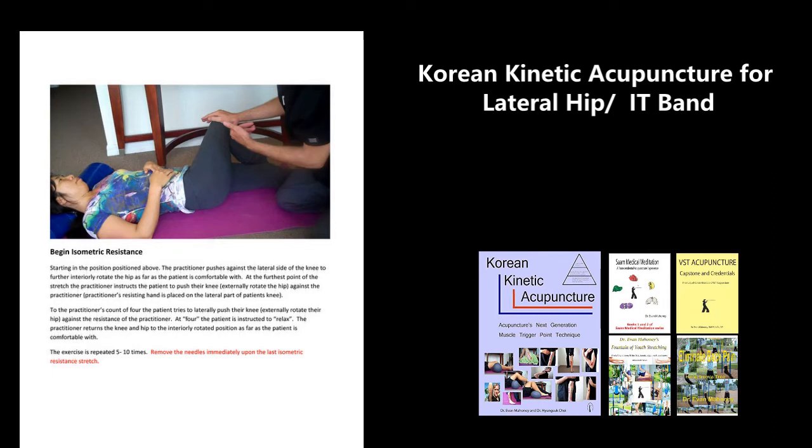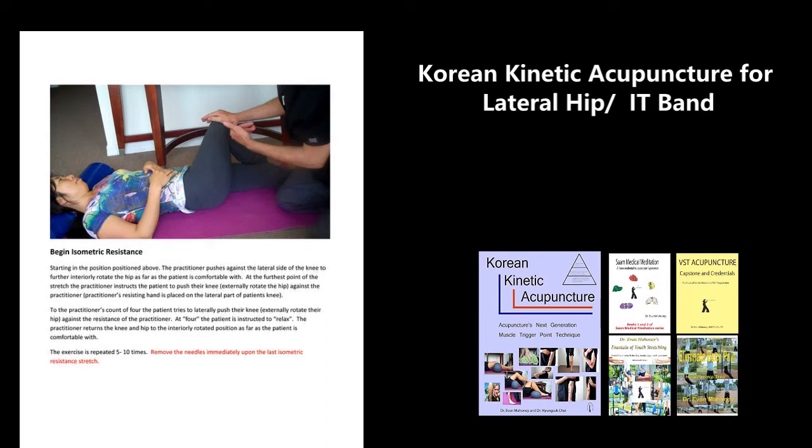At the furthest point of the stretch, the practitioner instructs the patient to push their knee, externally rotating the hip, against the practitioner. The practitioner's resisting hand is placed on the lateral part of the patient's knee. To the practitioner's count of 4, the patient tries to laterally push their knee, externally rotate their hip against the resistance of the practitioner. At the count of 4, the patient is instructed to relax.